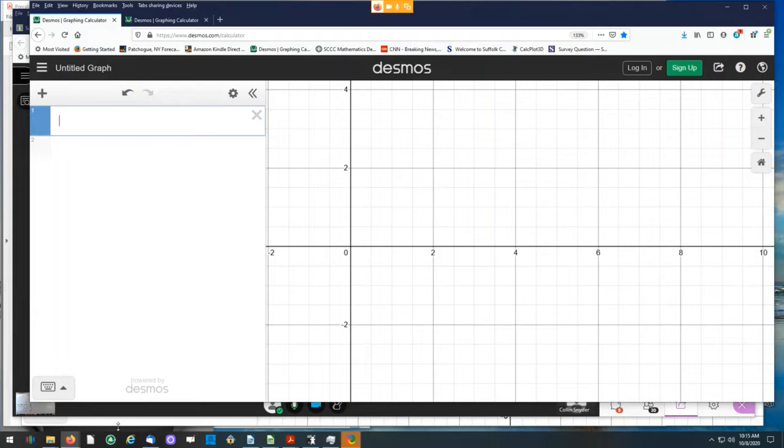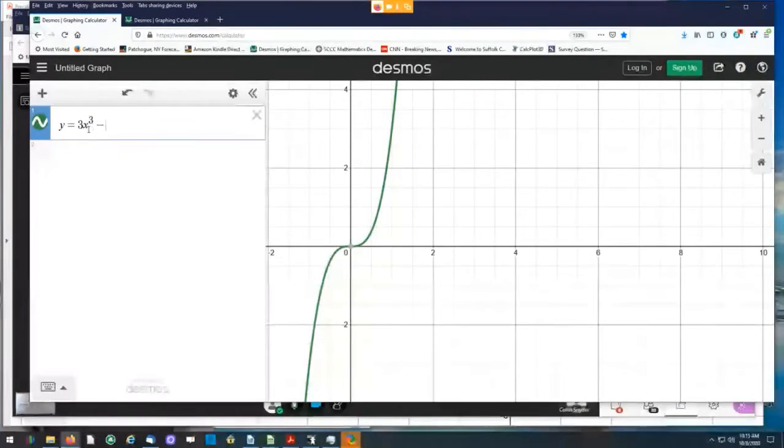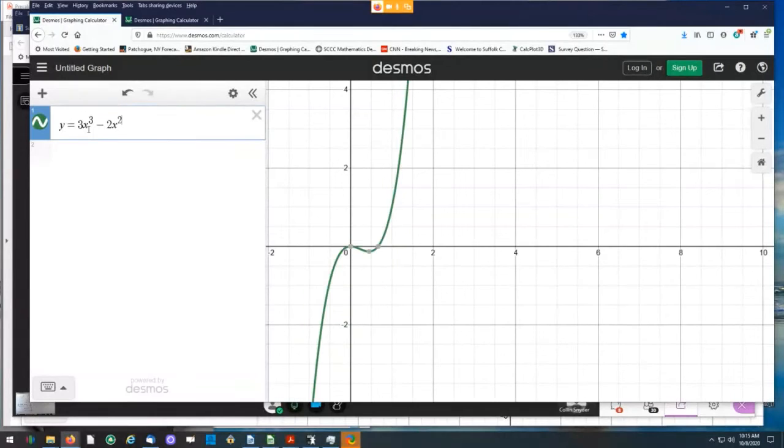So here you have 3x cubed. I'm going to put it as y. It knows already, but I'll put it as y equal to that, minus 2x squared plus 4x, or x, excuse me, minus 1.